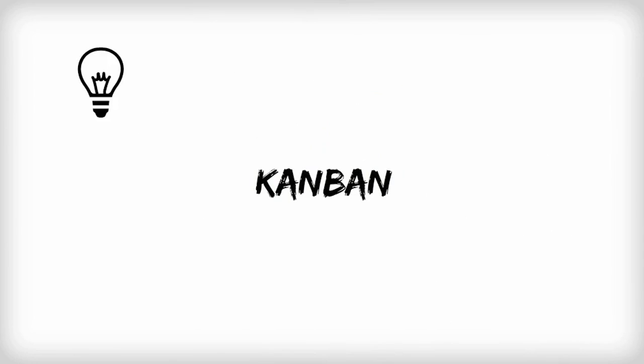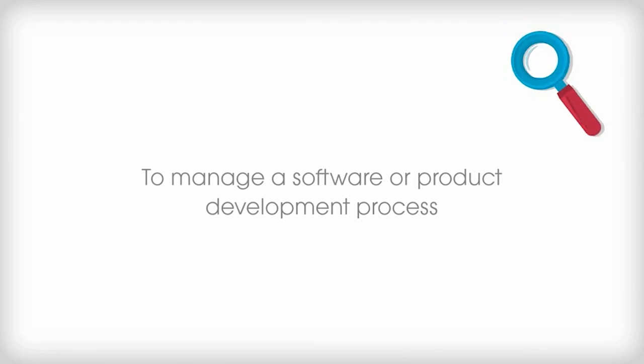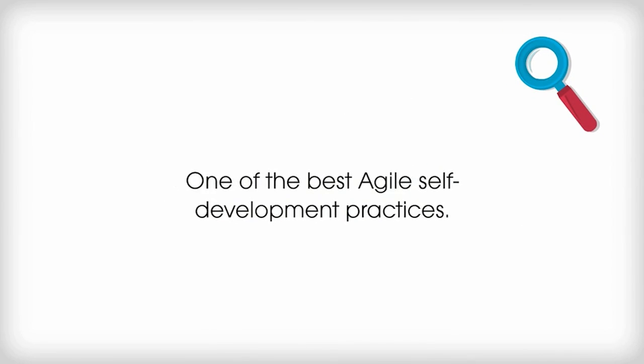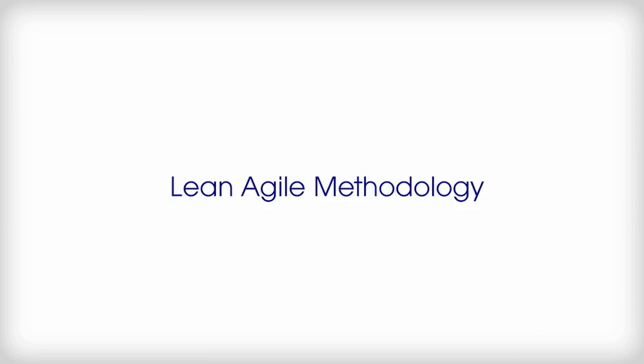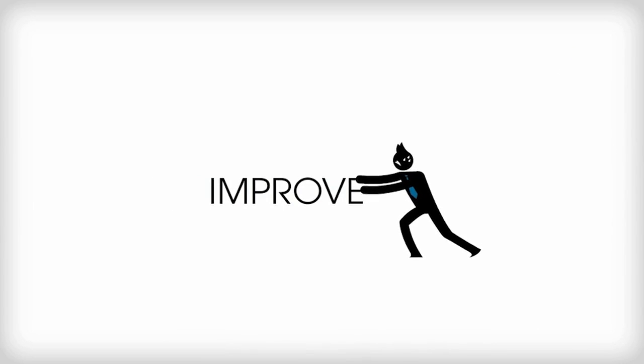So, what is Kanban all about? Kanban is an efficient technique to manage a software or product development process, and one of the best agile self-development practices. It is a lean, agile methodology that can significantly improve software and product development practices like Scrum.